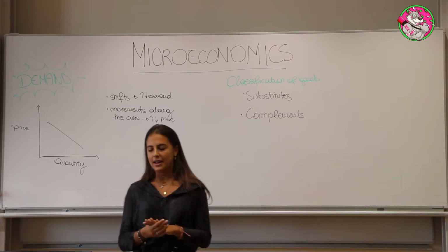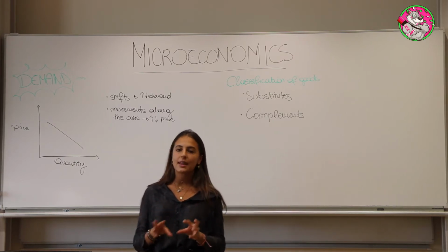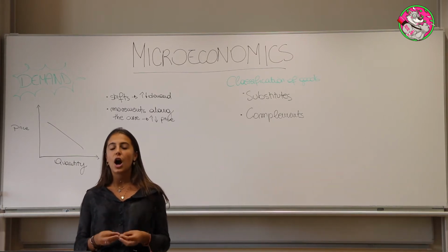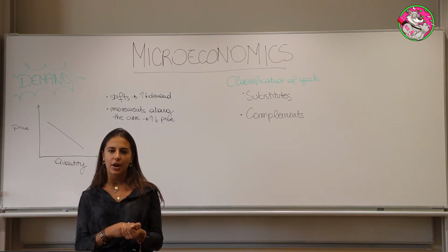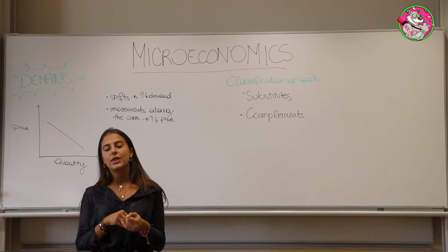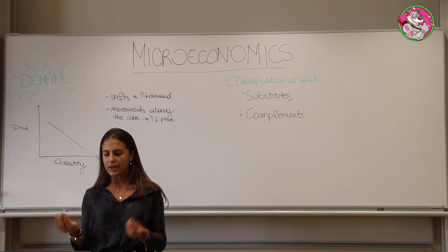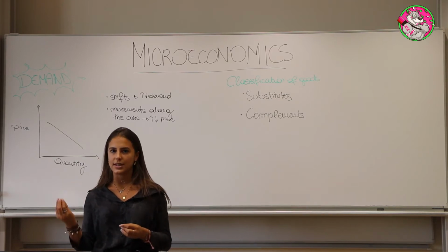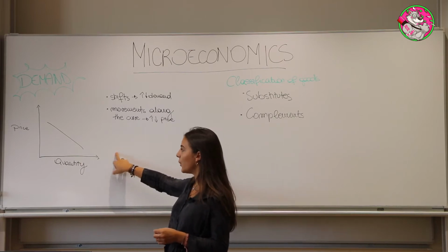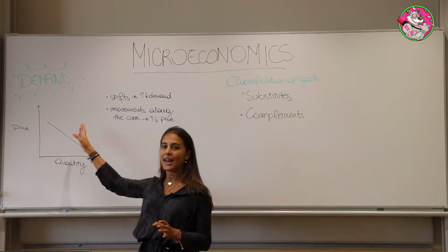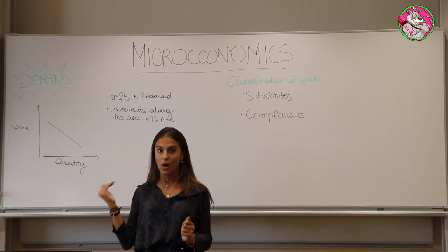Starting from demand. What is demand? The demand curve maps the quantity that consumers are willing and able to buy of a product at a price. So it's a relationship between the price and the quantity demanded. It's a graph, a linear equation, where we have on the y-axis the price and on the x-axis the quantity.